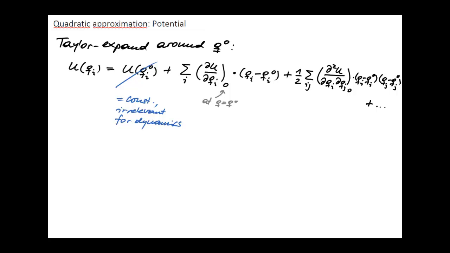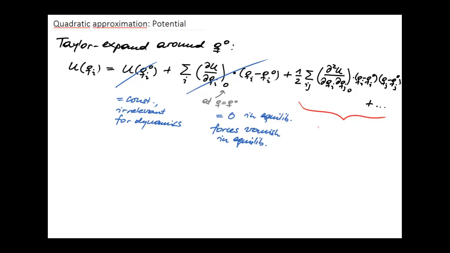The next order term is the linear term. In there feature these partial derivatives, partial of u with respect to Qi. These give rise to forces, generalized forces in the system. But in equilibrium, all these forces vanish. The quadratic term, this is the lowest order term that really gives non-trivial dynamics near equilibrium.